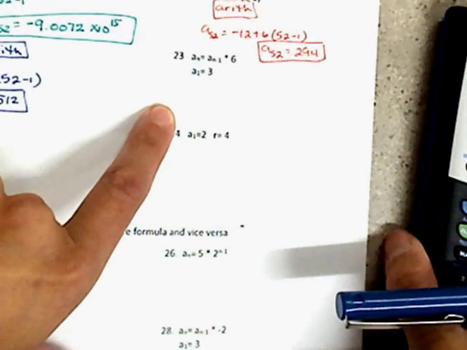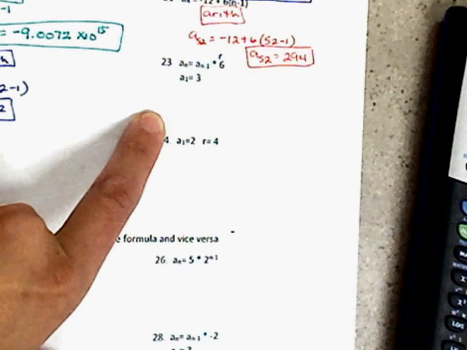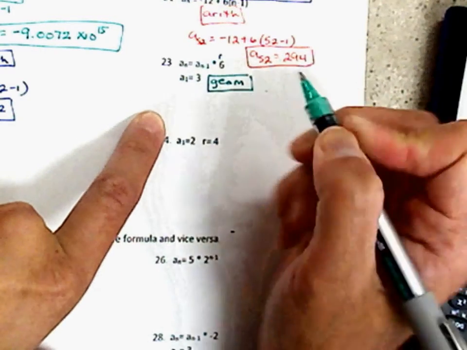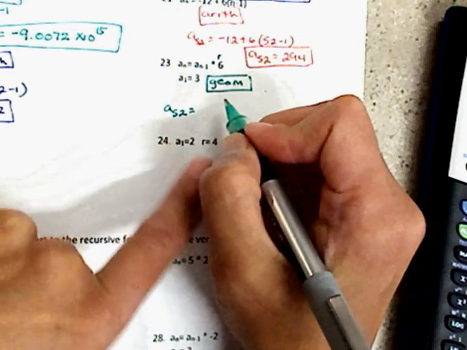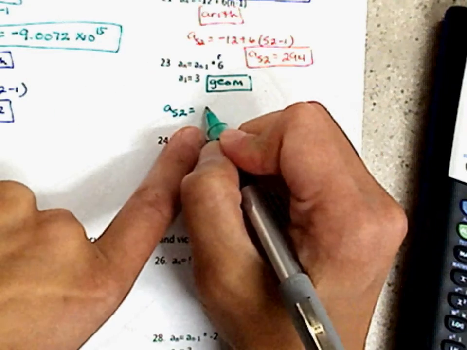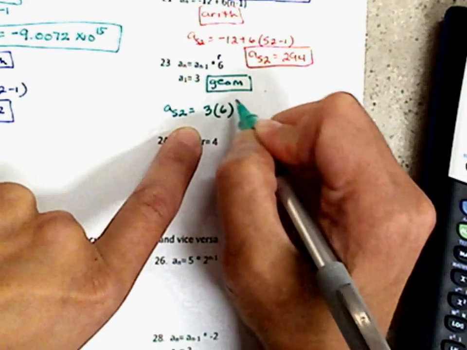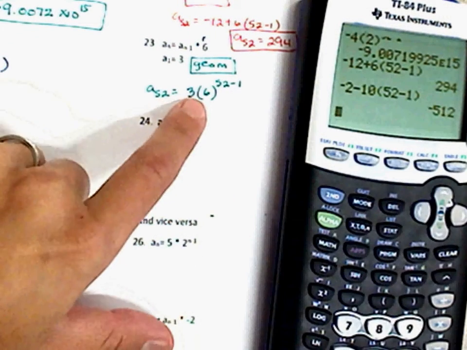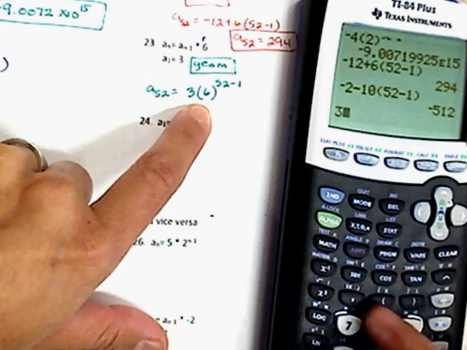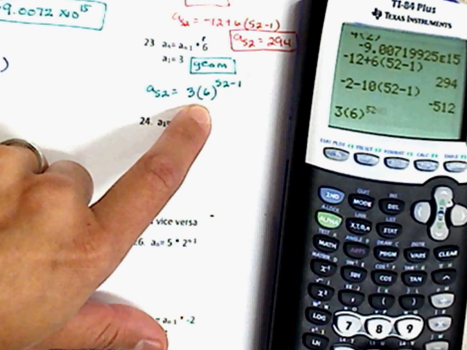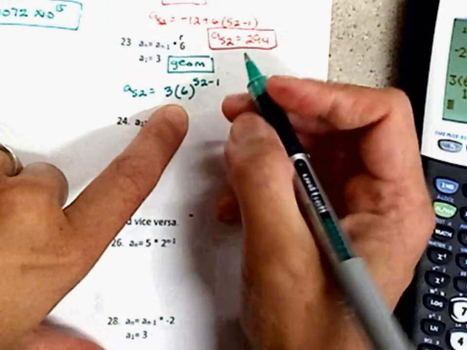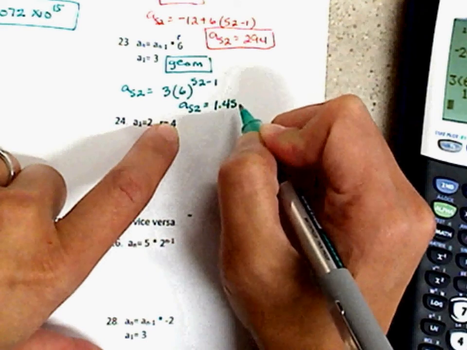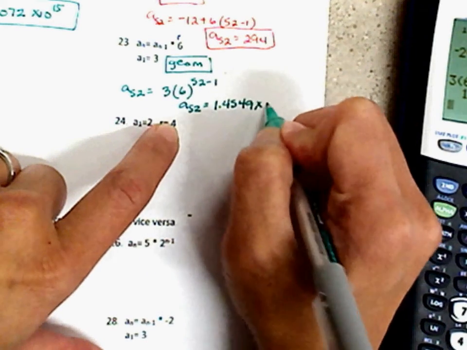Okay, number 23. This is your R. So that tells you that this is geometric. Your 52nd term, let's take a look. I'm going to rewrite it like my formula. First term is 3 times your R, 52 minus 1. I didn't ask for a formula, so you don't have to give me that. But show your work. This is how you can show your work. So if you accidentally type something wrong, you can get partial credit. All right? 52nd term comes out to be 1.4549 times 10 to the 40.